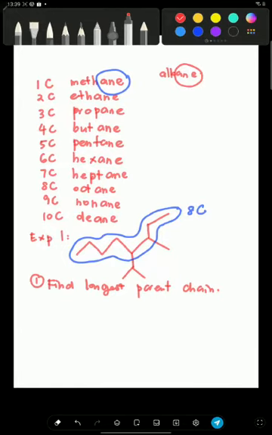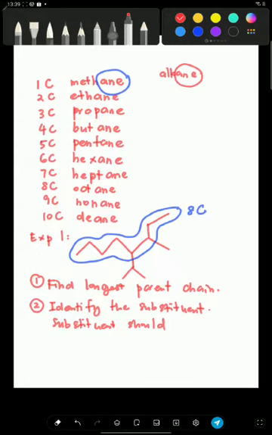And then you need to identify the substituent. Substituent should has lowest number. For example, here you have 2 substituent here.